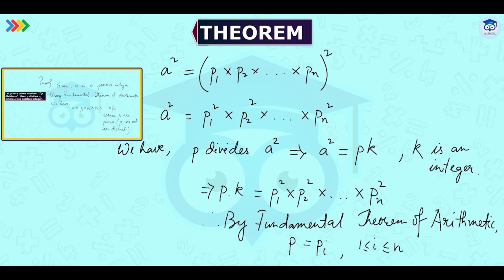So this means what? P is any Pi, and we know that in the previous step we expressed A as a product of P1, P2, and so on up to Pn. Among this Pi there is one P, right? This means P divides A. Therefore, P divides A.